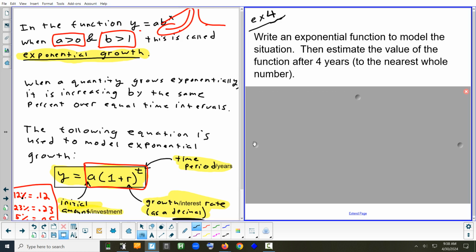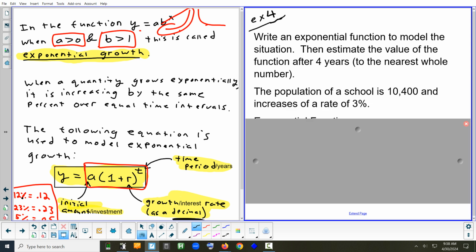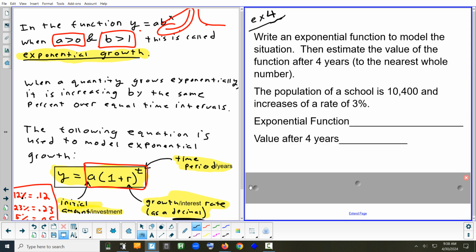All right, so let's try this one. It says, write an exponential function to model the situation. Then, now this is the second part that I was telling you they could add on, then estimate the value after 4 years. So this problem is going to be about the population of a school. Right now it's at 10,400. And the population is increasing at a rate of 3%. So the first thing they want us to do is write down a formula, just like we did over here. Well, the problem I deleted.